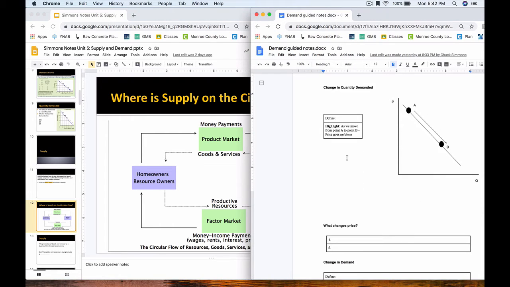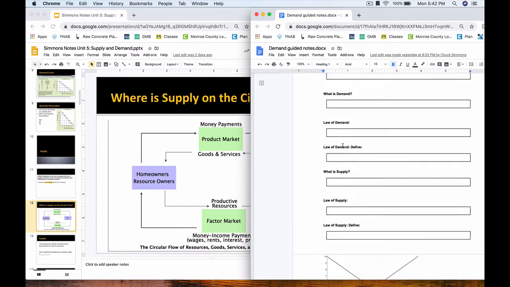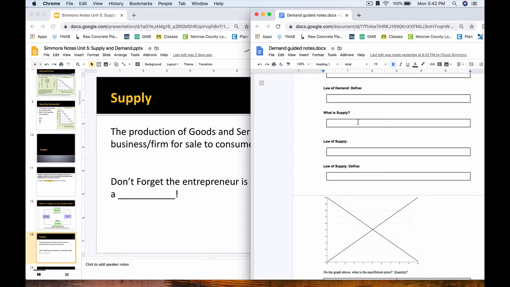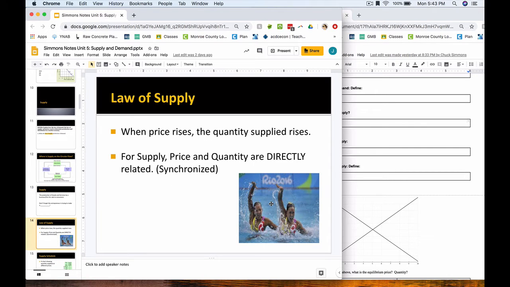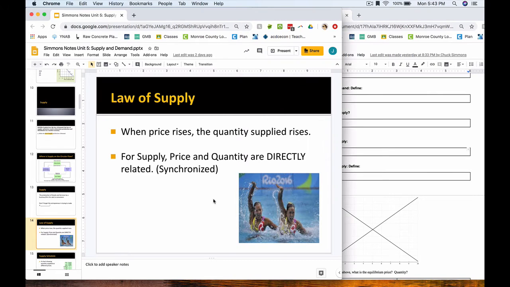All right, we're going to talk about supply now. On the circular flow, supply is going to occur in the factor market. And supply is the production of goods and services by a business for sale to consumers. The entrepreneur is trying to make a profit here. The law of supply says that when the price rises, the quantity supplied rises. So for supply, price and quantity are directly related. They're synchronized, like our swimmers down here.